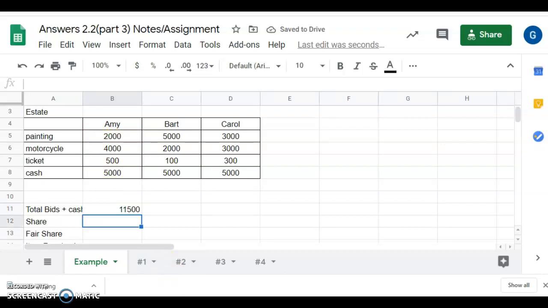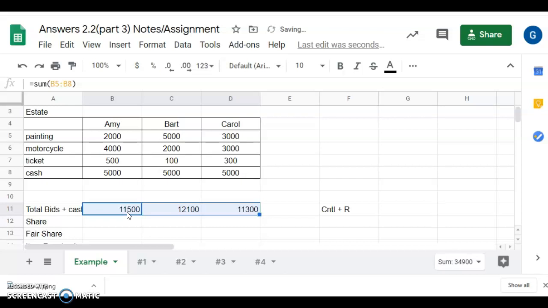Okay, now a little trick here, it's the same trick that's in Excel docs. If I want the same formula for all 3 of these, I can hit Control and then R. That will fill that formula to the right. So if I highlight that formula and go to the right and hit Control R, it will do the same formula for Bart's column and Carol's column. If that didn't make sense, we don't need to do it that way.